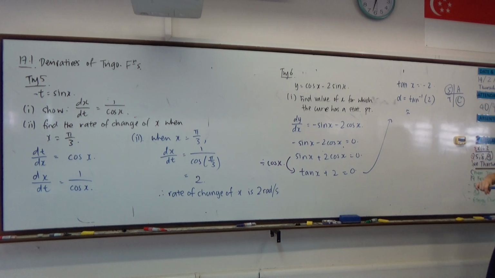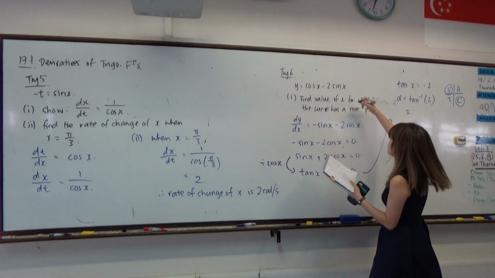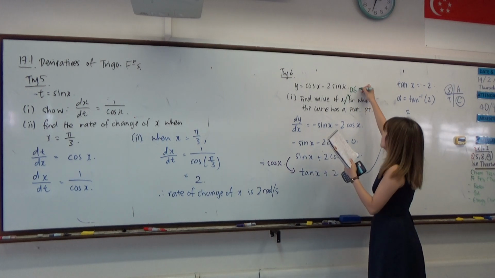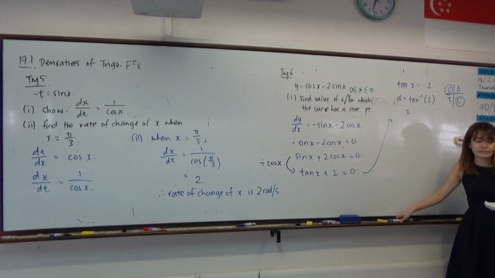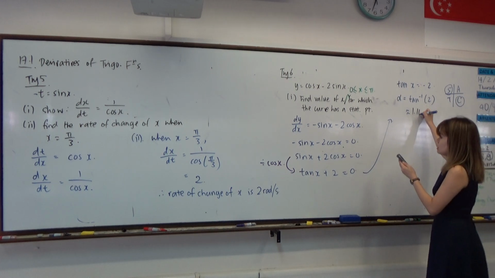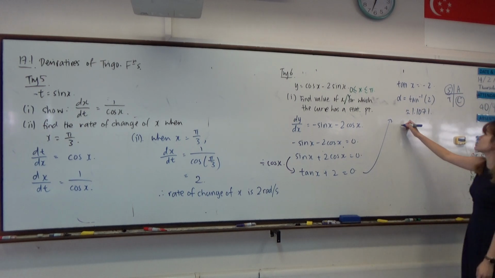Wait. Let me read the question again. Value of x where x is from 0 to pi. Sorry, I missed out on that point. Zero to pi, then the fourth quadrant will be out, yes. So therefore, we first need to find out what the basic angle is. Tangent inverse of 2, that will be 1.1071. Then after that, we look for the quadrants.